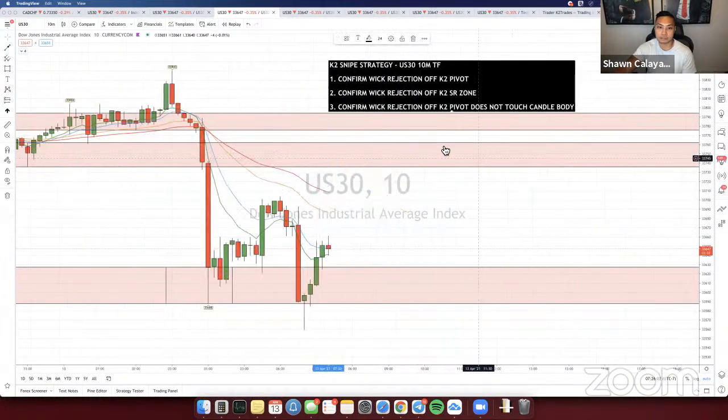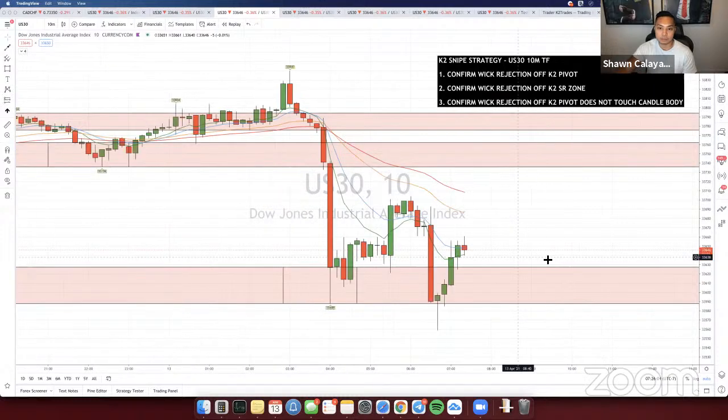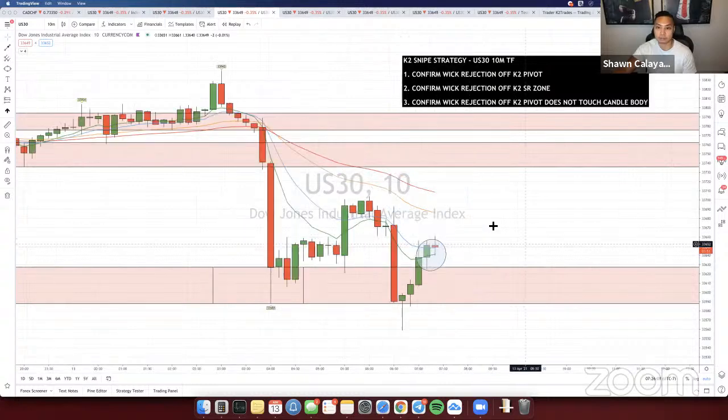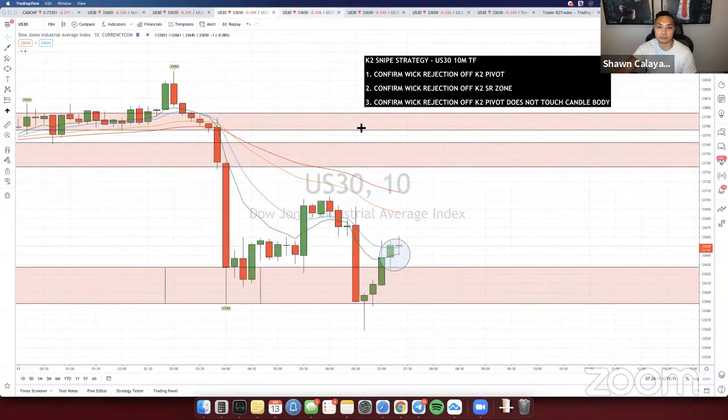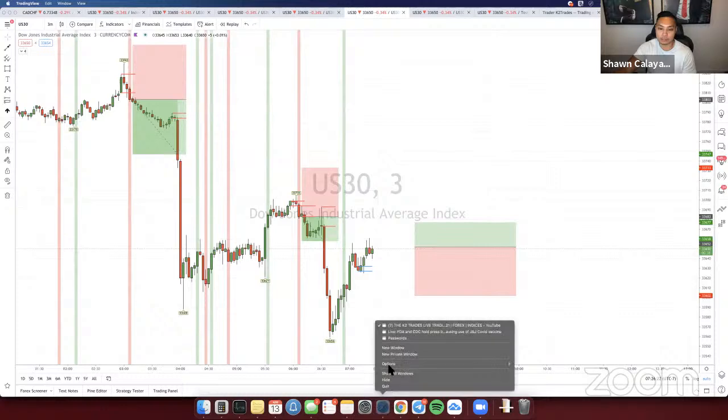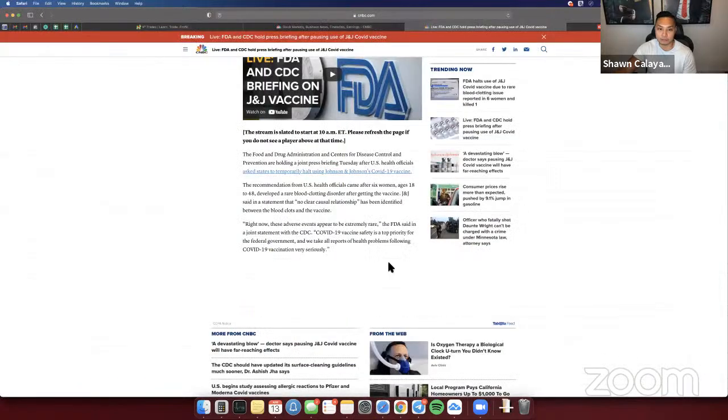All right, still looking for this right here. Looks like we're getting a nice rejection off this right here. I'll probably just swing up from that point. Yeah, so this is kind of tricky right here. The reason why it's tricky, guys, is because there's bad news for the Dow 30 today, but either people are buying the dip or Johnson & Johnson's releasing positive news for their vaccine.